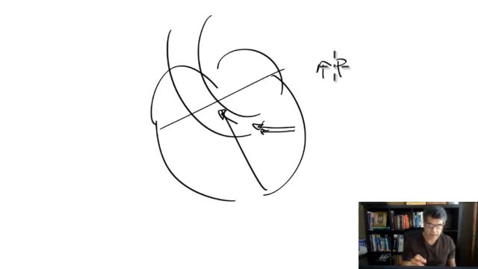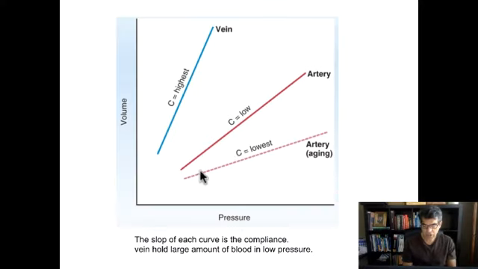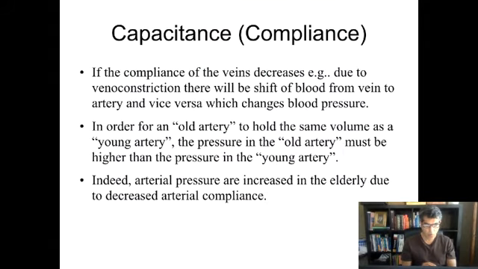As a result, I would say the compliance of the vessels as you get older is going to decrease. And as a result, your heart must work harder to push this blood inside the aorta, because the aorta is not accommodating, is not expanding. That would be very important. So as you can see, as you age, your compliance is going to go down. So I hope you understand why when you get older, your arterial blood pressure is going to increase.